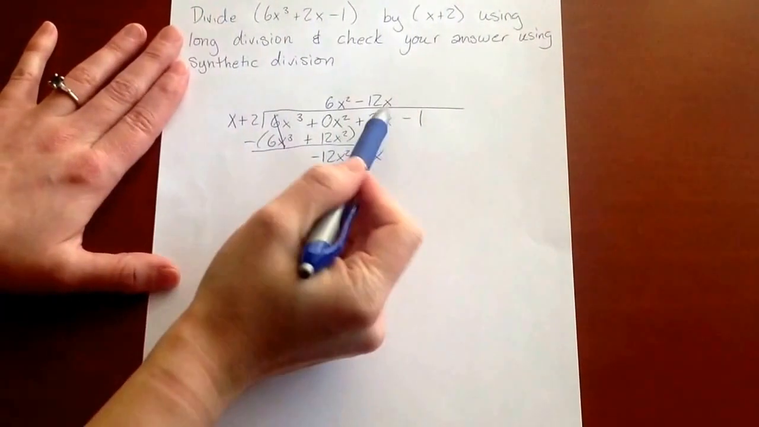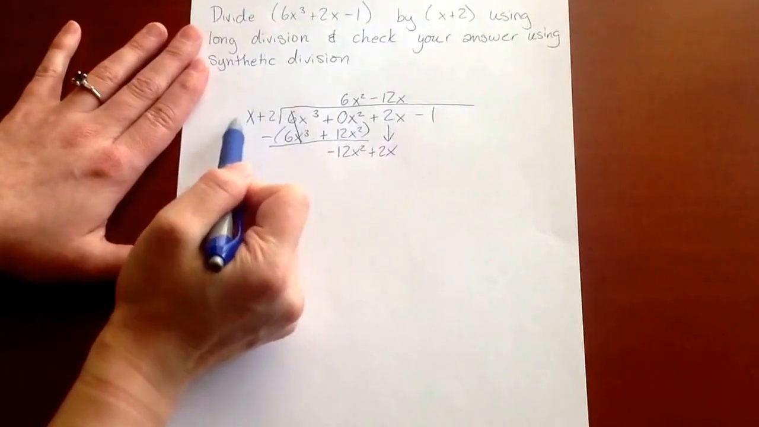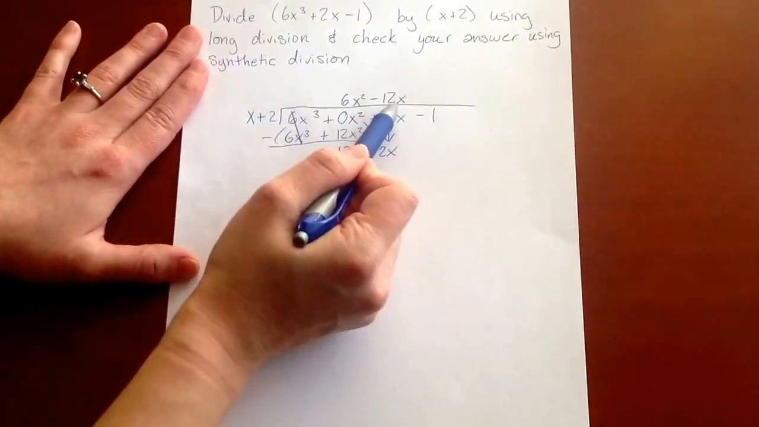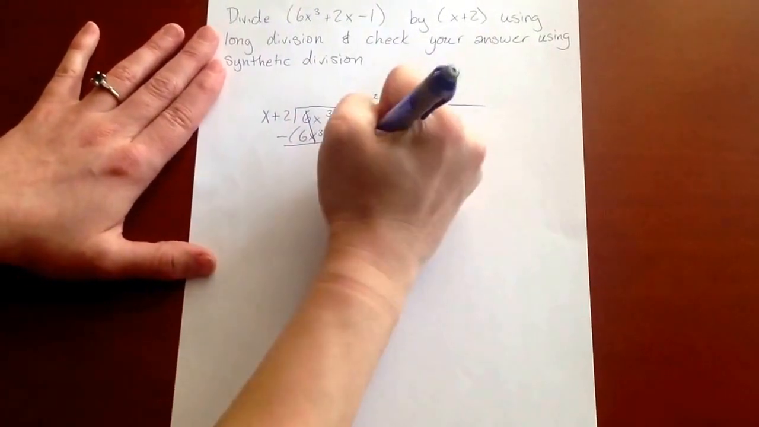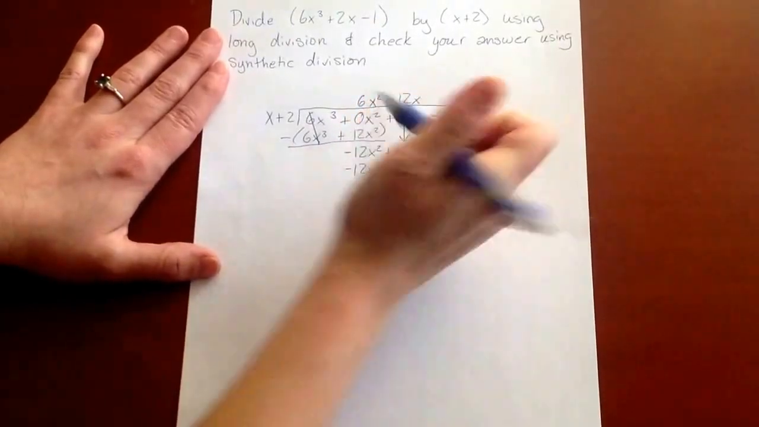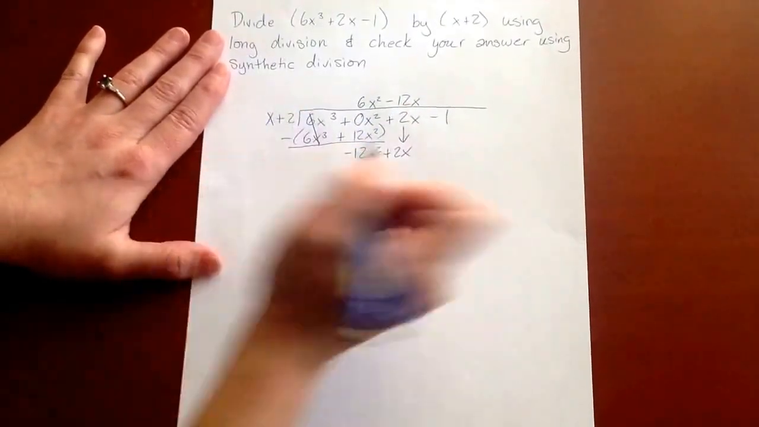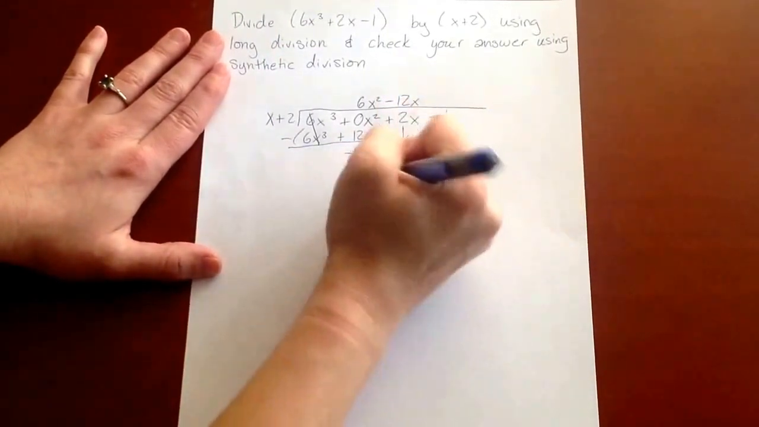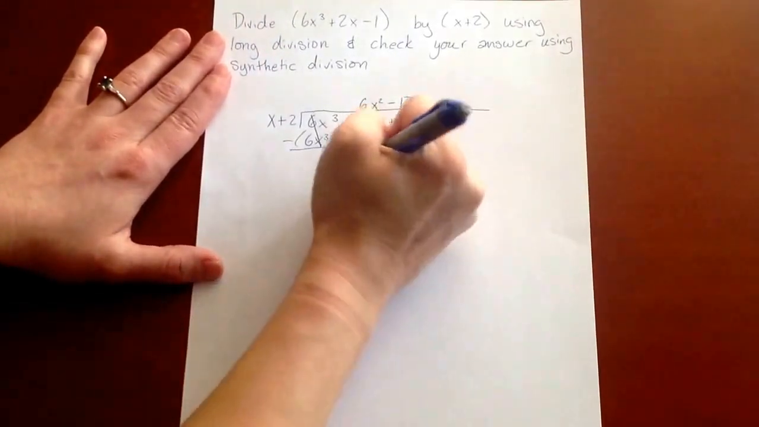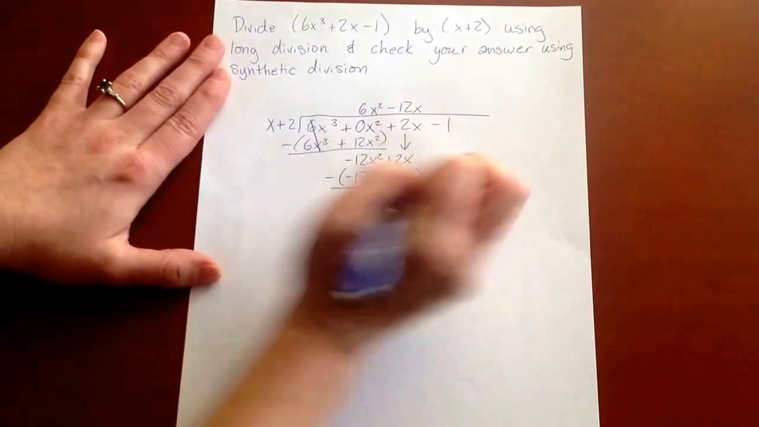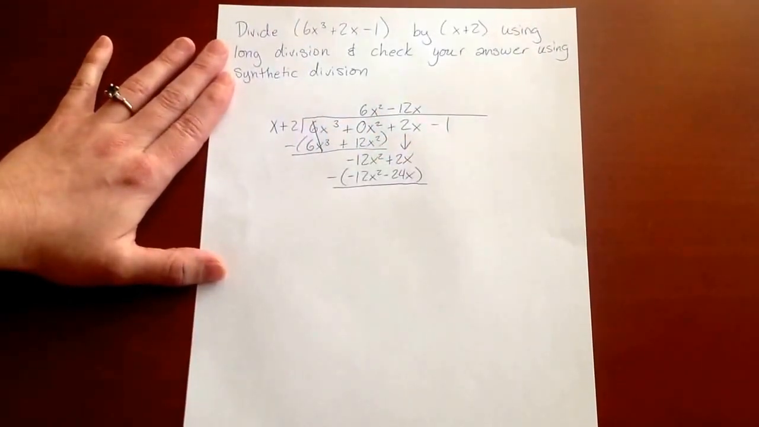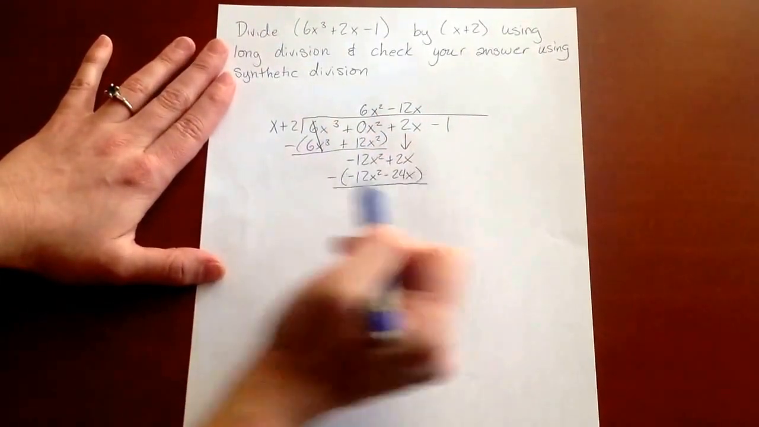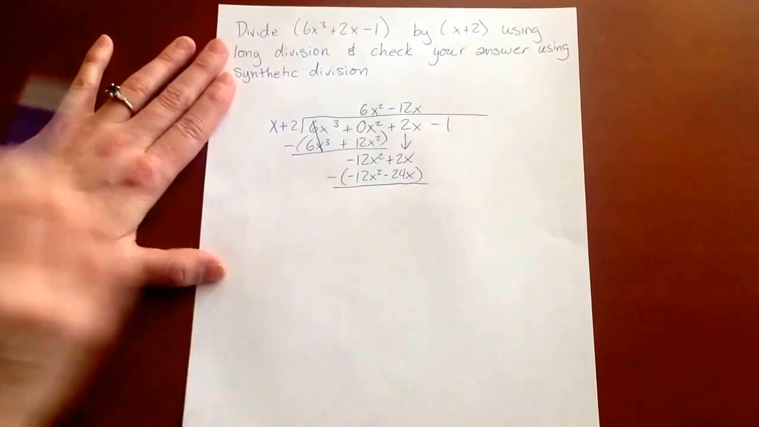Now we take this minus 12x and we multiply it by this whole binomial. So minus 12x times x is negative 12x squared. Minus 12x times 2 is minus 24x. We group it and subtract it. Again, really important to remember to group it, put it in parentheses, and subtract it.